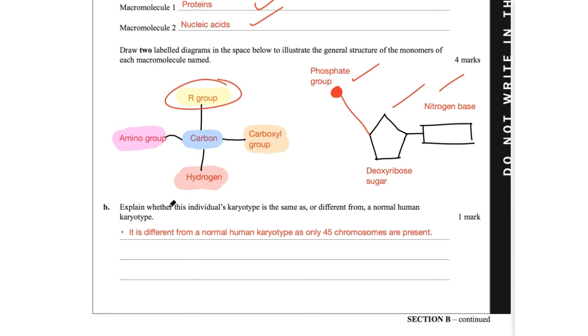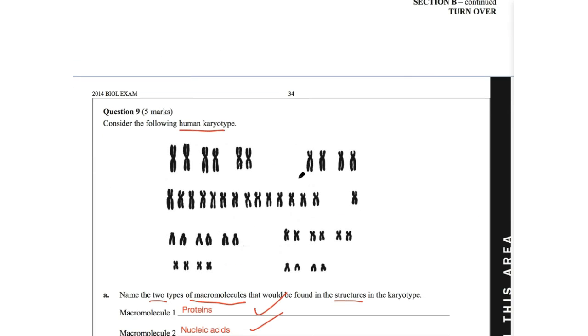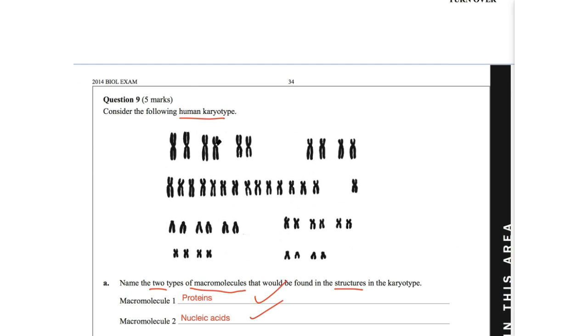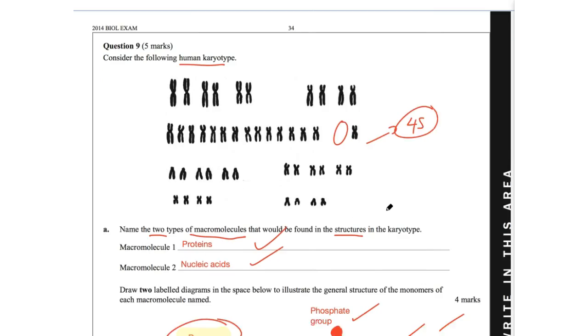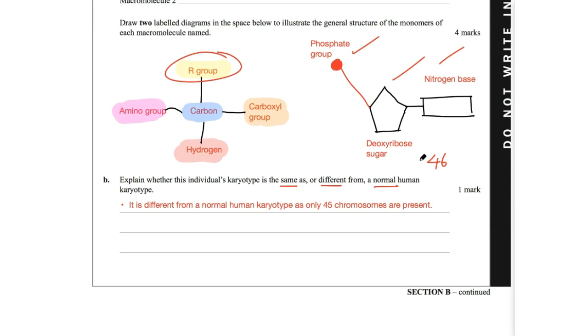Then we move on to B, and it says, explain whether this individual's karyotype is the same or different from a normal human karyotype. So we've got to ask ourselves, what is a normal human karyotype? We know there's 46 chromosomes, 46 sets, if you will. So we look through this, and we think, okay, let's count how many. I'm not going to bore you with counting all these, but when you count, we've got a total of 45 chromosomes, which means we're 1 less than the 46.